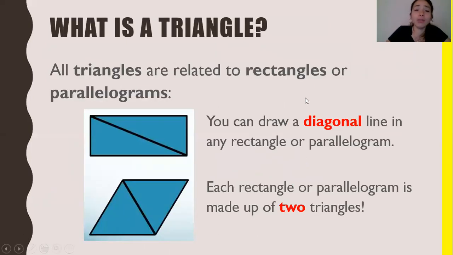So what is a triangle? All triangles are related to rectangles or parallelograms. You can draw a diagonal line in any rectangle or parallelogram, and each one is made up of 2 triangles. Notice if you split a rectangle or a parallelogram in half diagonally, meaning sideways like this, tilted, it leaves you with 2 triangles. This is a triangle, this is a triangle.